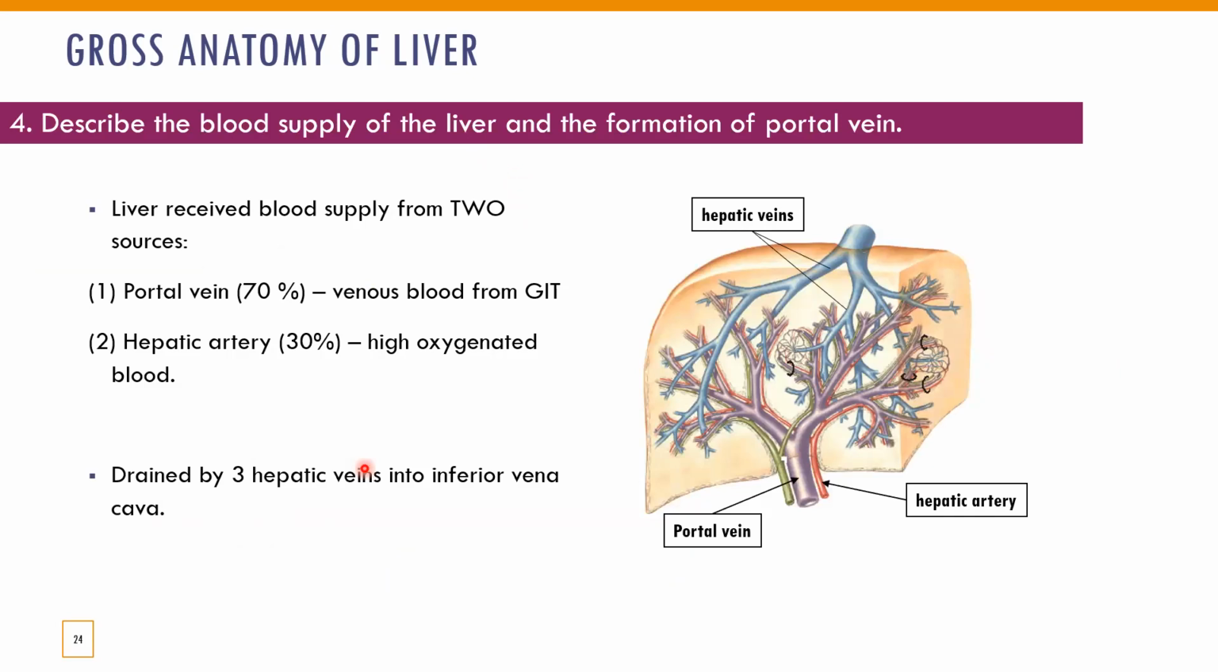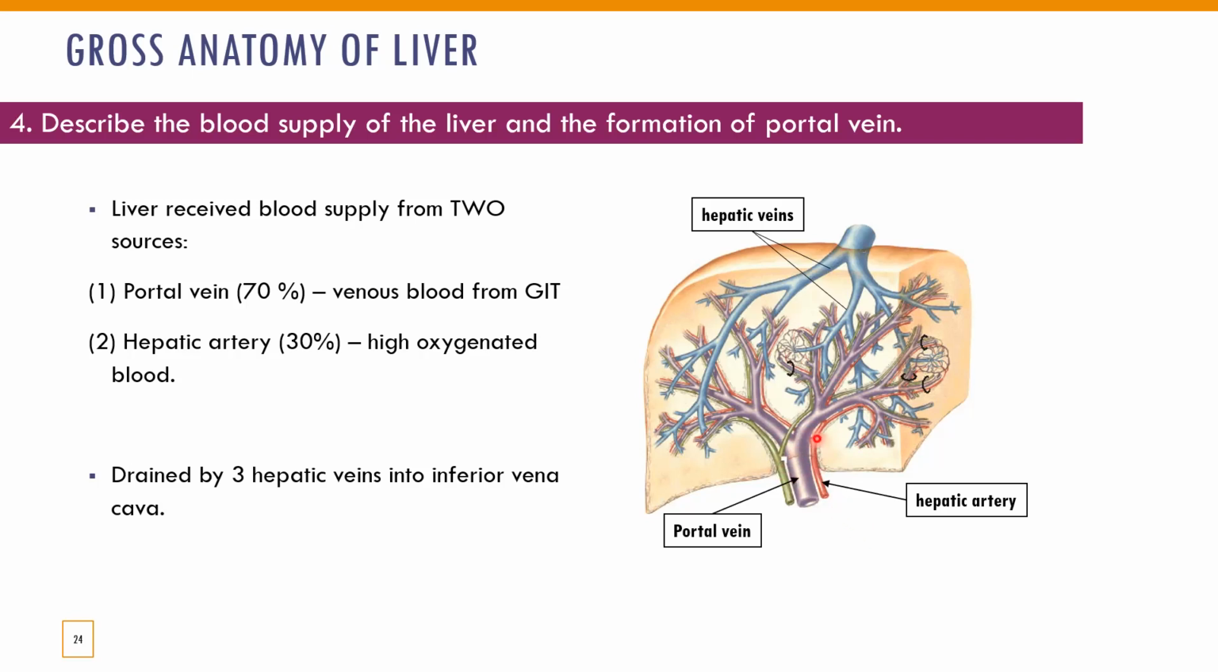Blood that enters the liver can be divided into two sources. One is the portal vein, which supplies the majority of the blood entering the liver, approximately 70%. It is venous blood from the GIT, rich in nutrients that have been absorbed from the GI system, so it needs to be metabolized or processed in the liver. So 70% of blood entering the liver is from the portal vein.